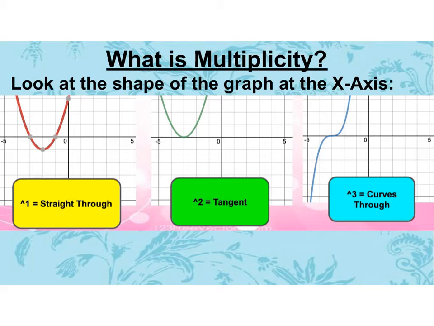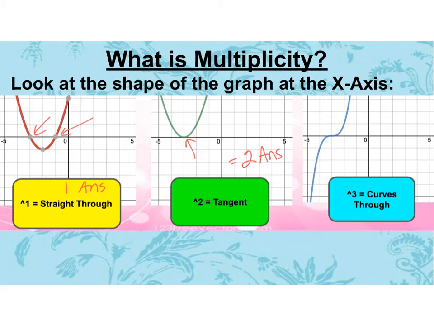What is multiplicity? So when we look at the shape of the graph at the x-axis, that's going to help us figure out how many answers we have. If it goes straight through, right there it goes straight through, that's just going to be one answer. There's another one over there. If it's tangent, so it touches and bounces off, then this is going to be 2 answers.